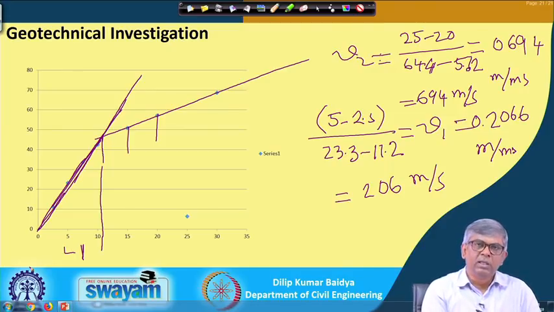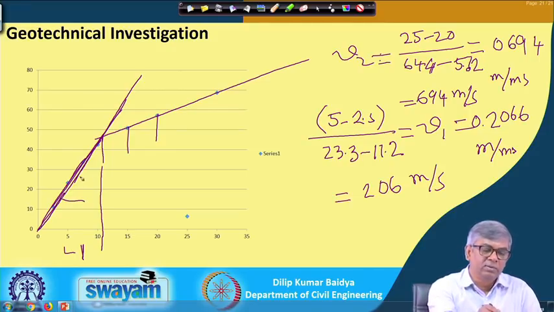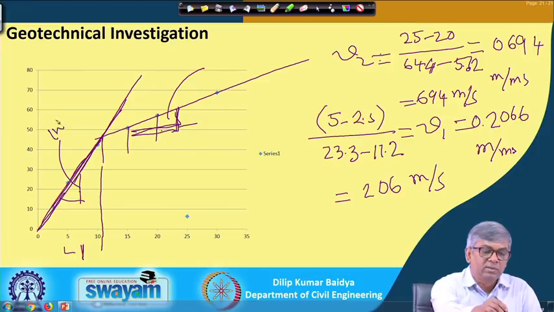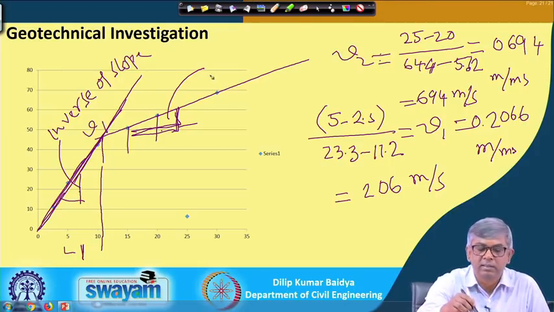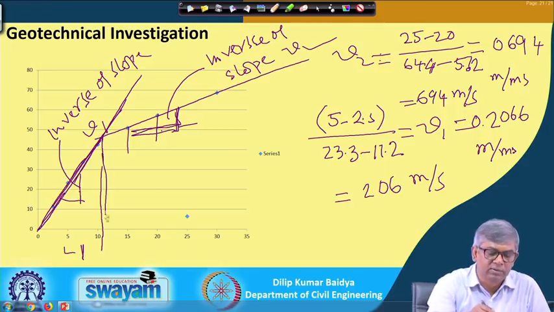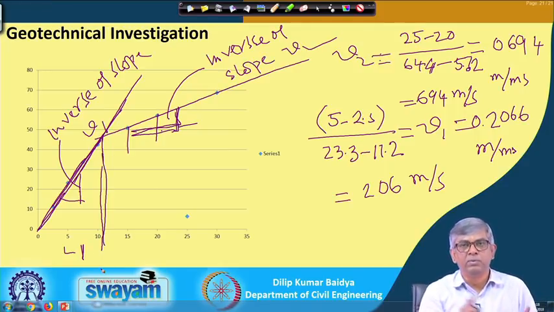Otherwise, if you take a plain paper of graph sheet and plot this, and then you find out the slope of this line, slope of this line, so inverse of this slope, this is V 1, and inverse of this slope becomes V 2, and this will be L 1, and L 1 will be used to calculate H 1 by that formula.